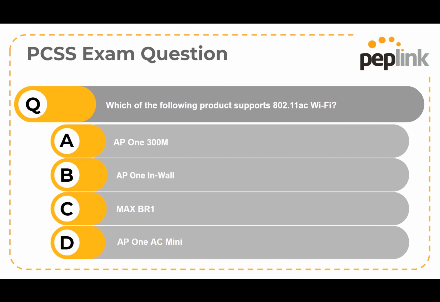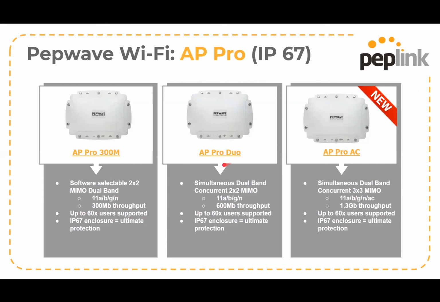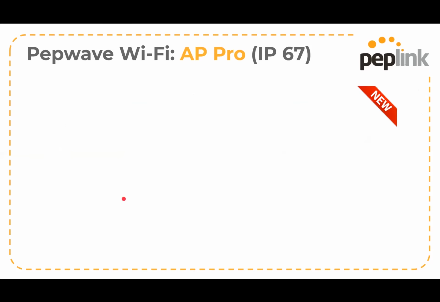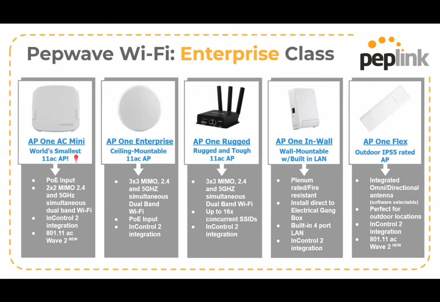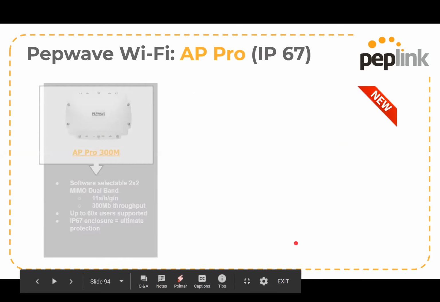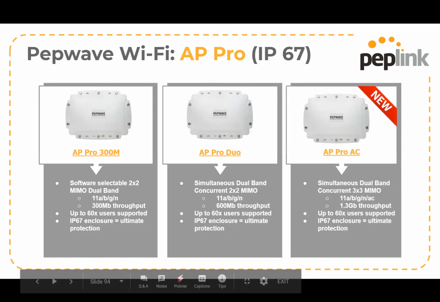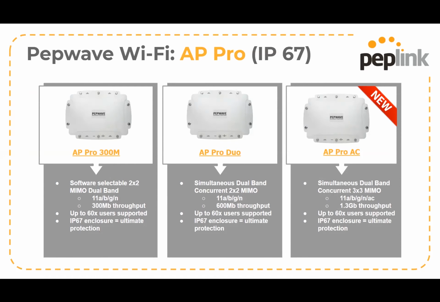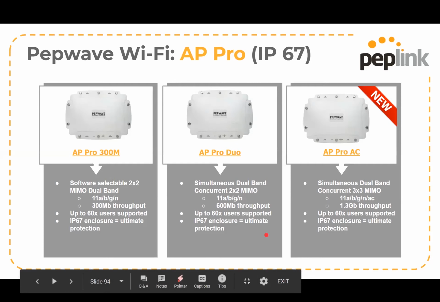And I'm going to flip back really quick for all those who missed it. AP Pro 300 supports only ABGN. AC Mini supports 802.11 AC. There you go. So that was a sample question that will be asked on the test. It is important for you to know the differences. Use a reference point, look at the differences, and it shows right here, this is AC.